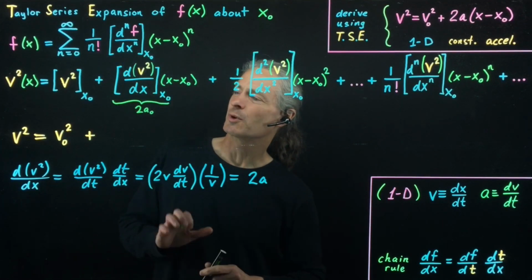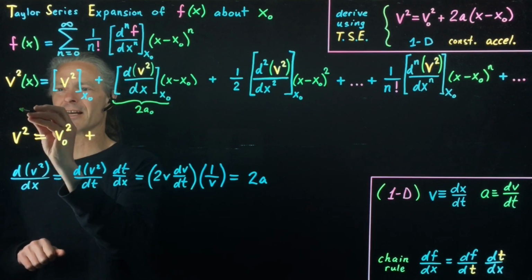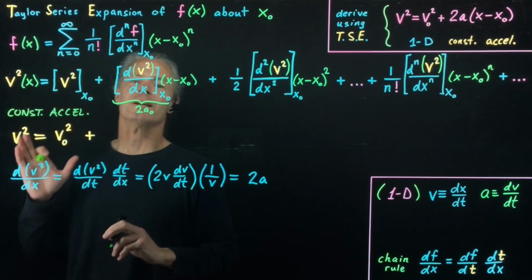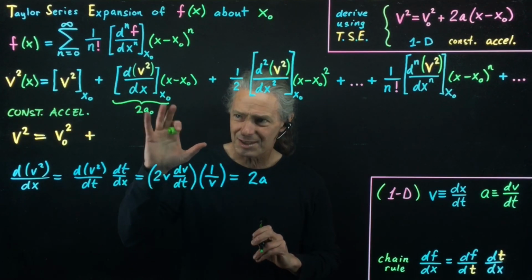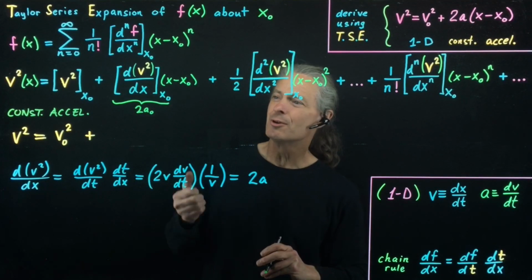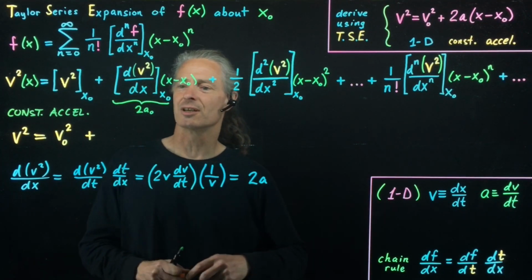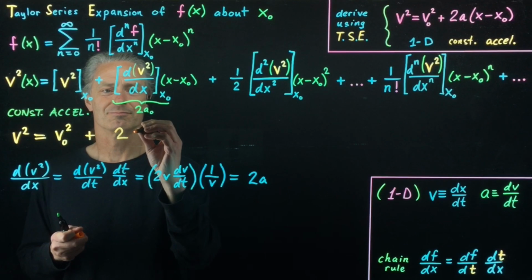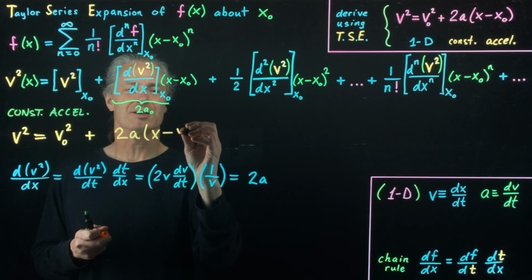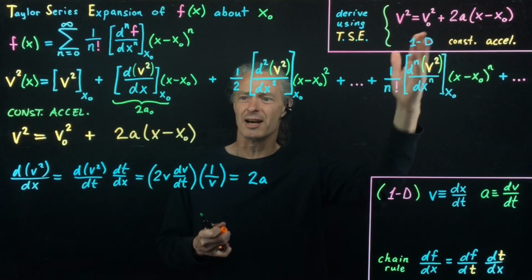Now, what we can do is apply our constant acceleration condition. So I'll write that out here. And since the acceleration is constant, that means the acceleration must be equal to its initial value. So 2a sub 0 would just be 2 times the constant acceleration. And then we'll have this term here carried down, x minus x sub 0. And it looks like we're done.